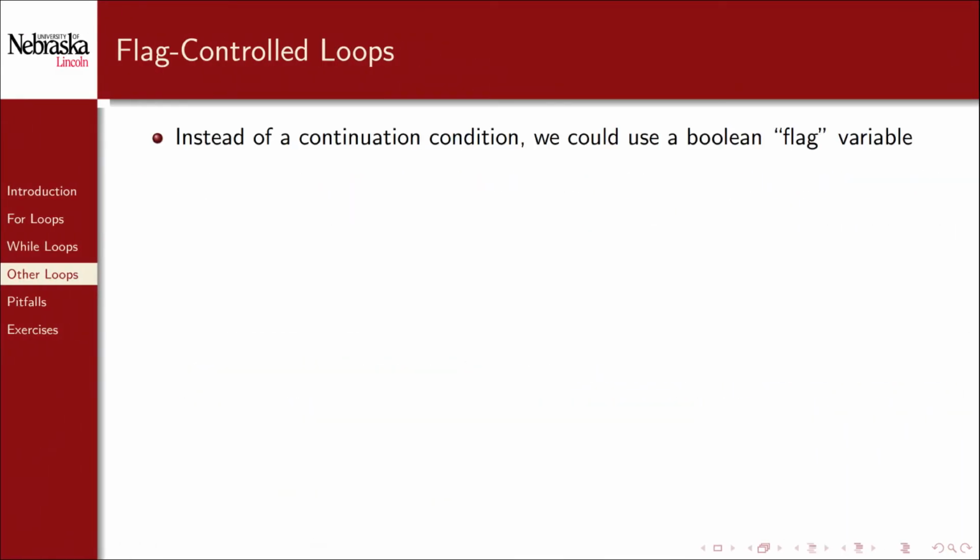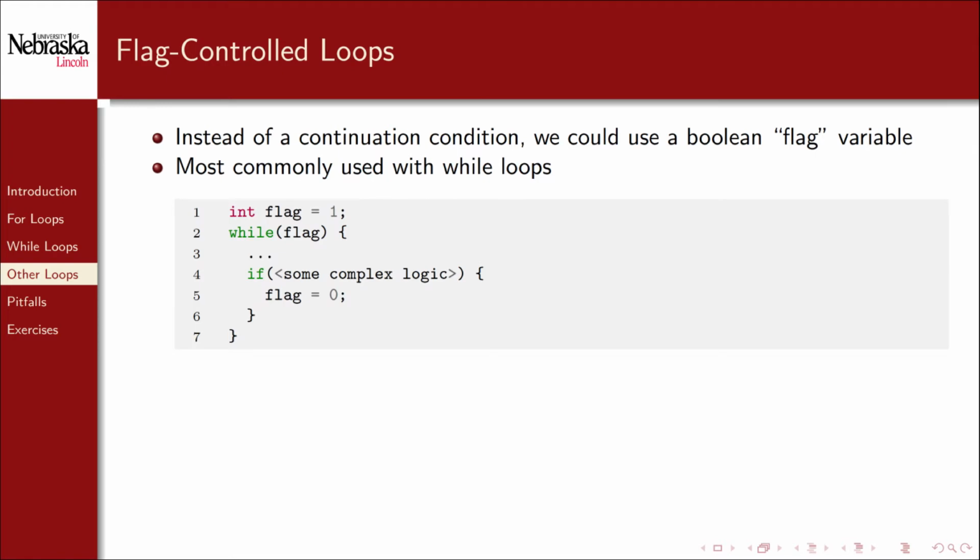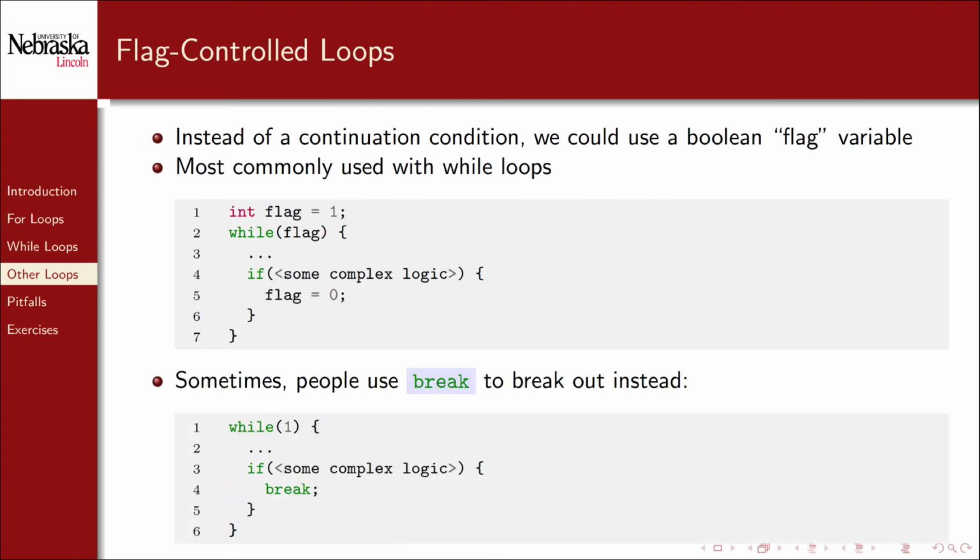Recall that we can define Boolean flag variables to hold truth values. We can also use these flag variables with loops instead of using an inequality or other condition. This is most commonly done with while loops, where we declare a flag variable and use it in our while statement. Within our while loop, we would still need some logical statement to eventually update the flag variable to false so that we eventually break out of the loop. In fact, the keyword break is sometimes used to do this as well. The break statement immediately jumps to the end of the current loop or other control structure.